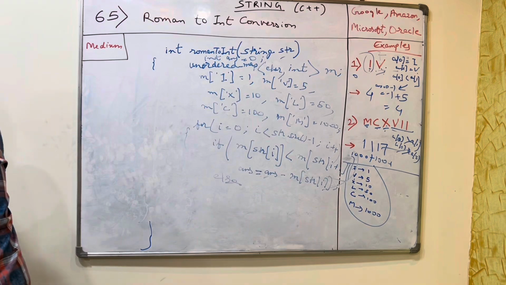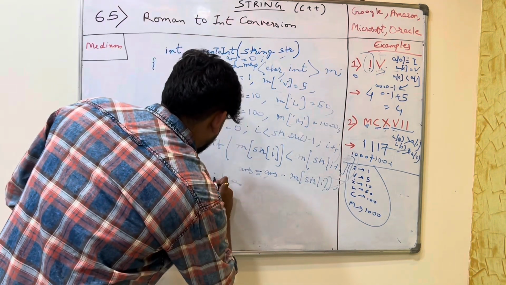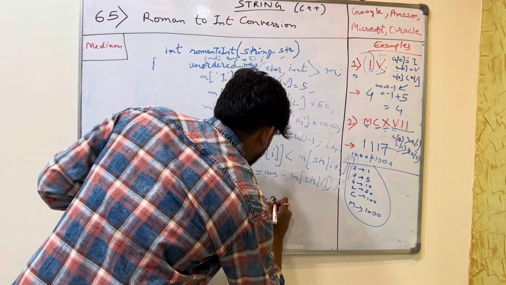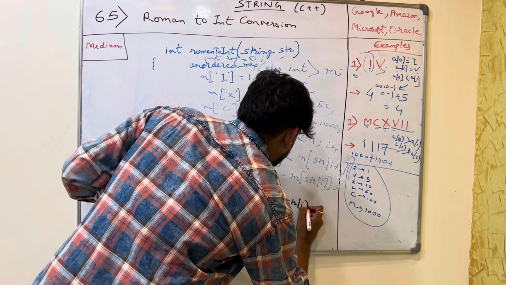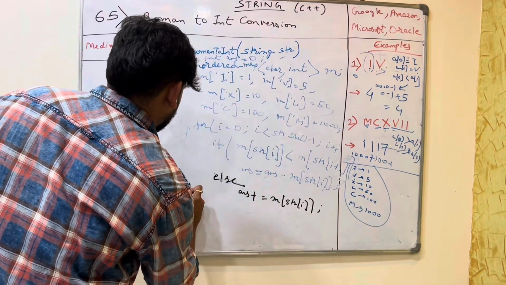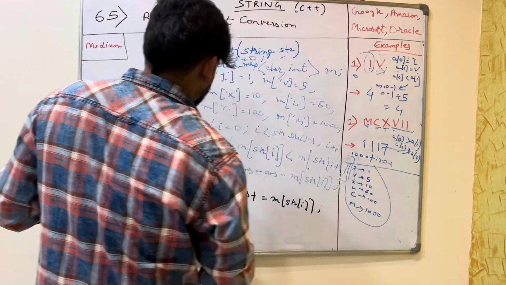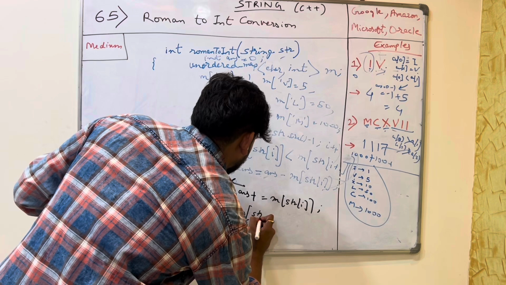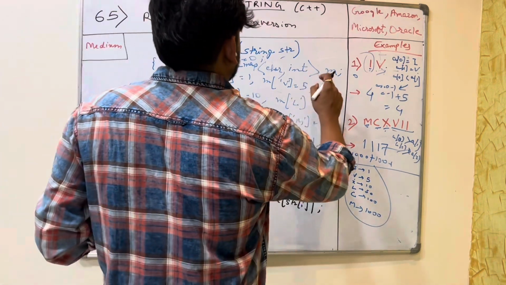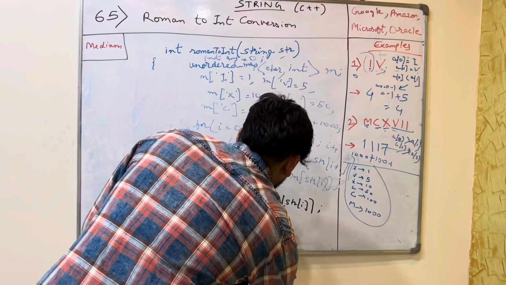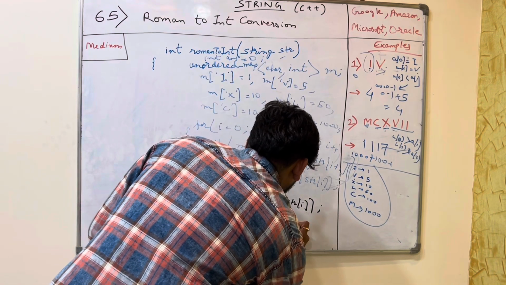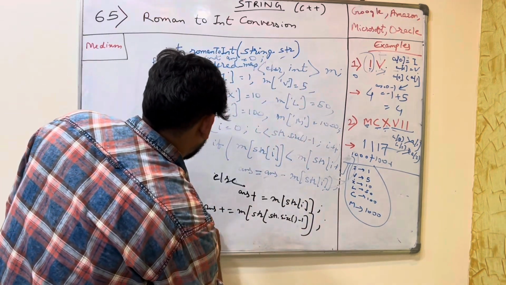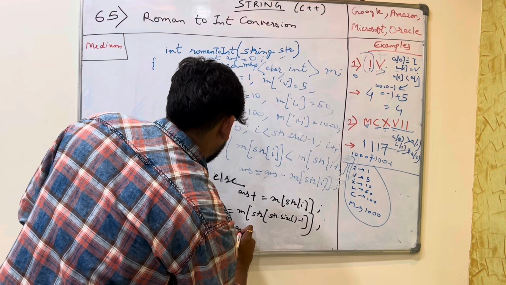else, I'll use a black pen here, forgive me for this, else answer would be plus m of str[i], else we will add it. So once we have crossed this, at the end we will add the value of the last string letter, that is str.size() minus 1, whatever the value is, and then we will return the answer.